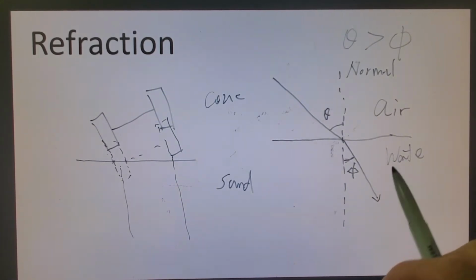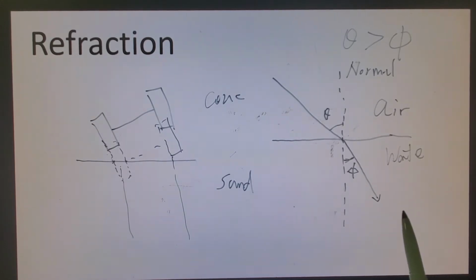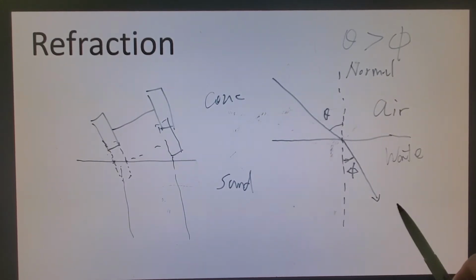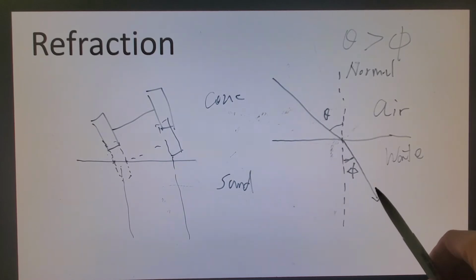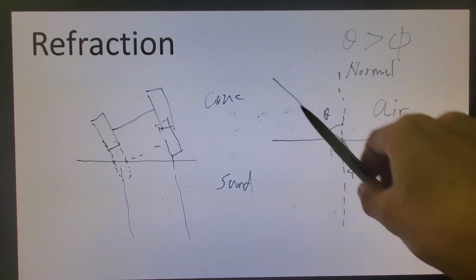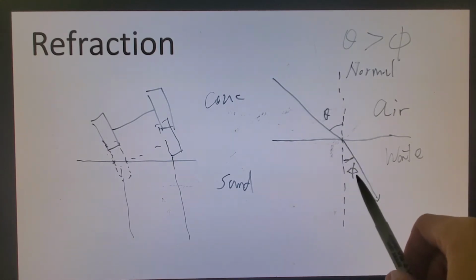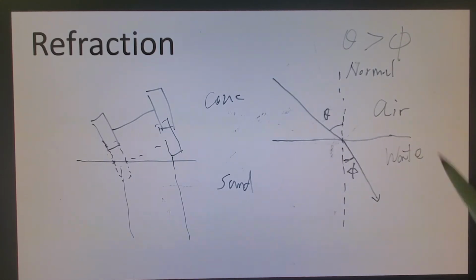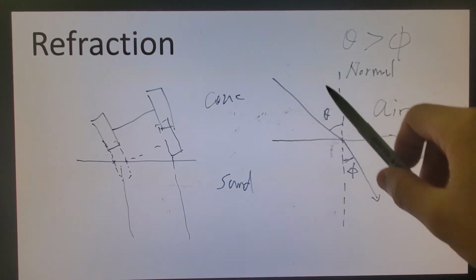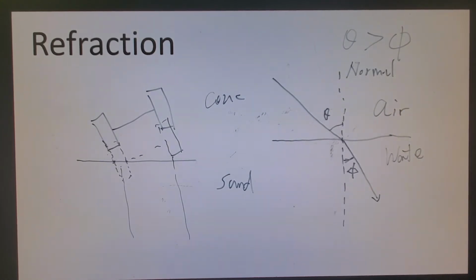Okay, the same process can be reversed. That means if I have a light beam coming from here, from water, and let it get out, the angle will bend. Still phi will be less than theta, because the light will have different velocity in these two media. What is important about this one? There are a few things.